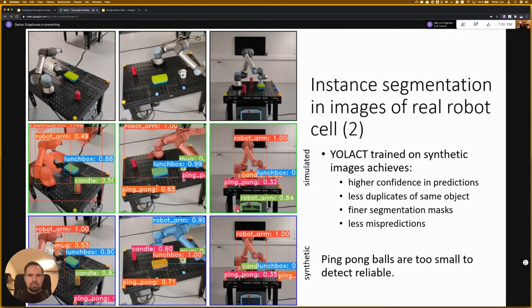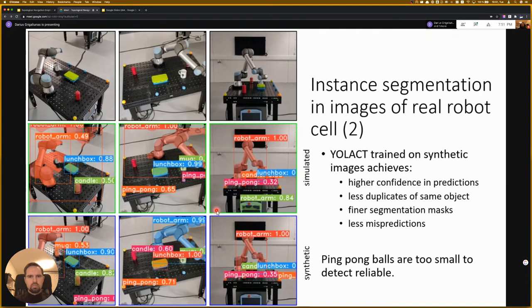And you can see here the results of both versions of the YOLACT network. At the top, as previously, are the input images. In the middle are the results of YOLACT trained on simulated images, and in the bottom, YOLACT trained on synthetic images. So you can see that YOLACT trained on synthetic images, the bottom row, achieves higher confidence in predictions, for example lunchbox 0.88, 0.9. And it also has fewer duplicates of the same objects. For example, the candle is detected once here, and detected twice there. The same goes for this robot arm, it is detected twice and here only once.